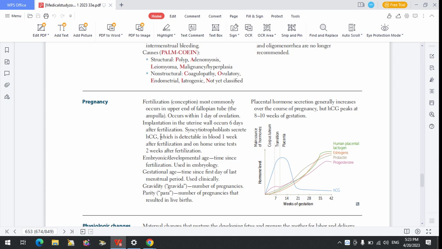The beta subunit of HCG is unique to HCG. That is what you specifically test for using all these home kits. The pregnancy test in the blood, you test for the beta HCG level. And because the alpha subunit of HCG is similar to the alpha subunit of LH, it can easily stimulate the LH receptor in the corpus luteum so that it can become the corpus luteum of pregnancy and continue to secrete progesterone.